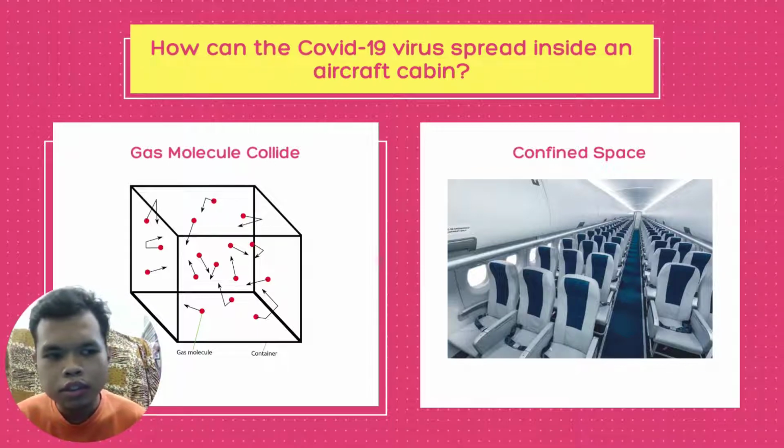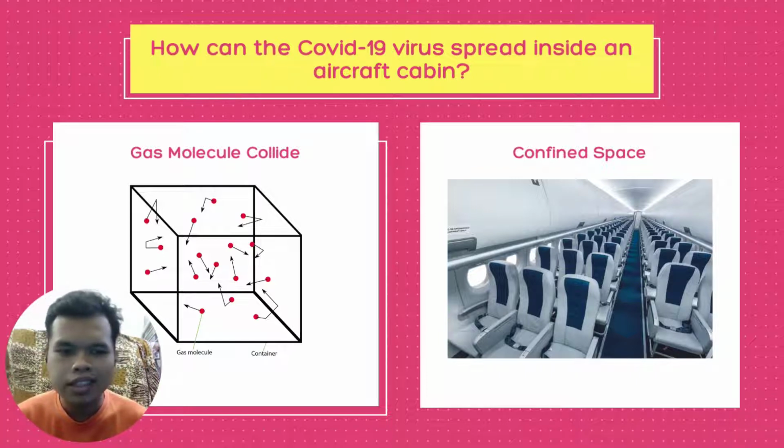So, a person who gets infected on the aircraft will spread the virus to the air molecules. From the collision theory, we know that this gives a high risk of infection in the air and spreads rapidly to other people who are not infected. That's why I suggest that when we go somewhere, especially indoors, please wear a mask.